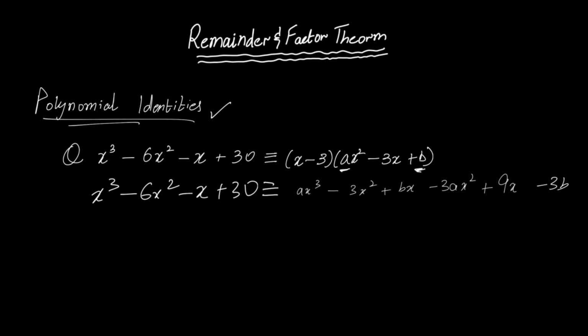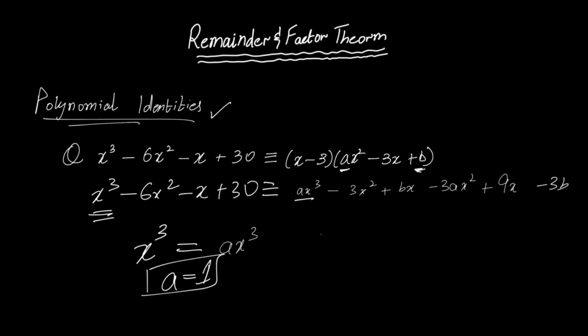So first of all, let's take x cube. Over here we only have one x cube, and over here we have ax cube. So now we'll solve for a. That gives us a is equal to 1.